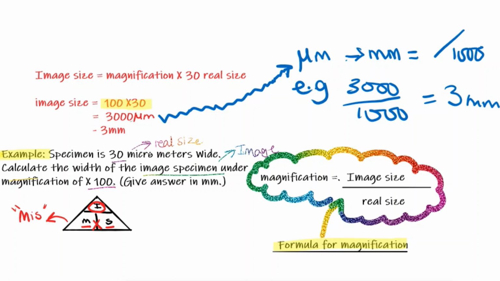But the answer is given in micrometers. So we have to convert the answer to millimeters, as it says in the question. To convert the micrometers to millimeters, you can divide the value by 1,000. So the value we have is 3,000. We divide that by 1,000, which gives us 3. So our answer for this question is 3 millimeters.